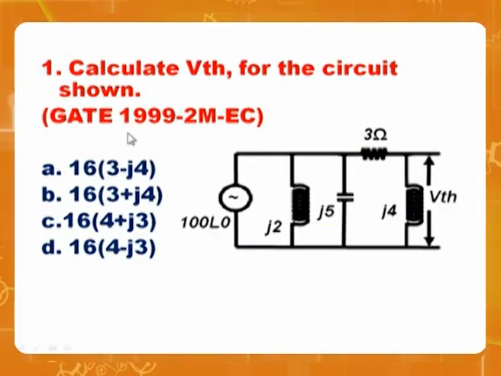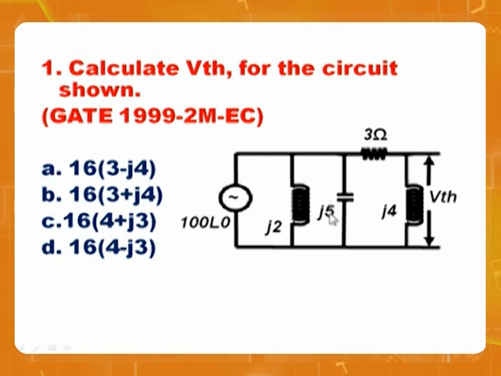The first one, calculate VThevenin's for the circuit shown. This is GATE 1999, 2 marks is given. Why is 2 marks given? After all, please remember, whenever AC is included, normally they give 1 extra mark. For example, the same circuit with resistors, you can have only 1 mark. So because AC is involved here, he is kind enough to allot the marks because they know when to give 2 marks and when to give 1 mark.